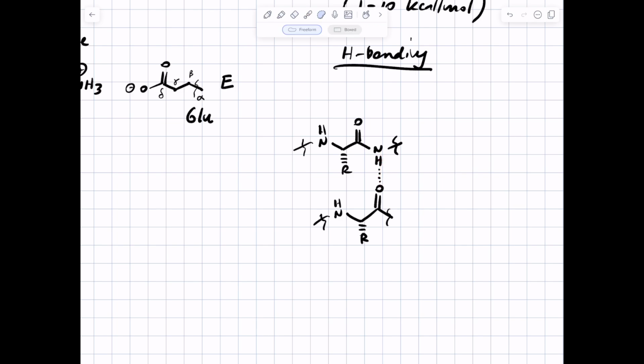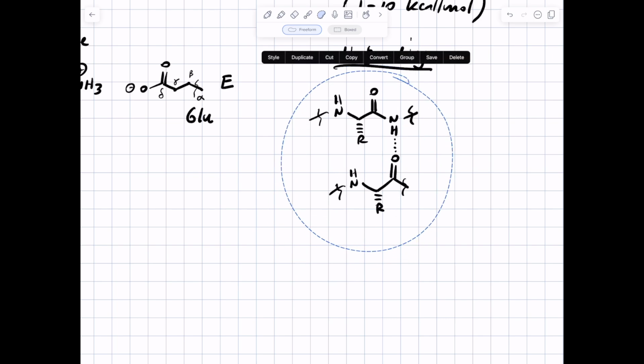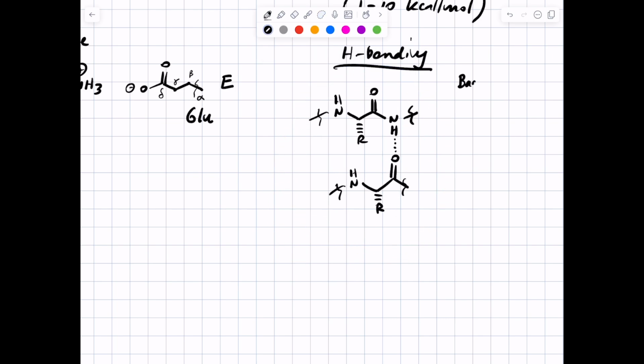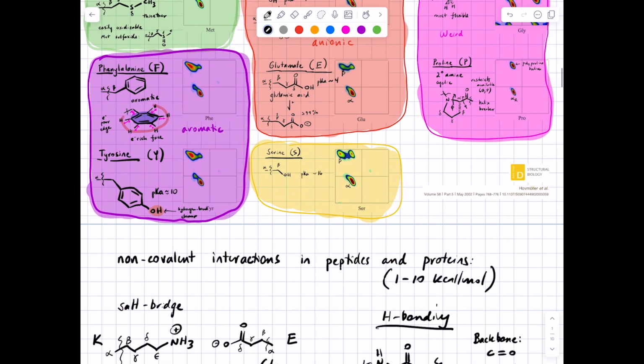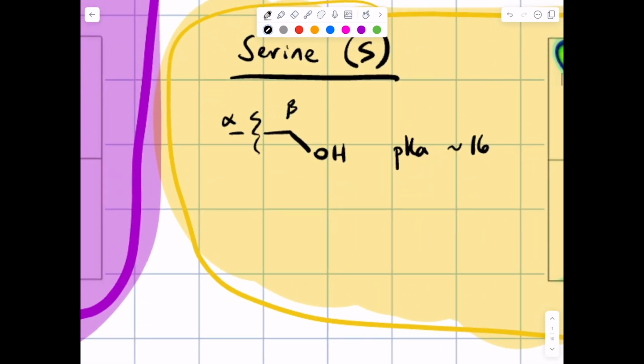I'll show them. These can happen between backbone groups and other backbone groups. By backbone groups, I'm talking about carbonyl oxygen and amide hydrogen. It can also happen between side chain groups, and you can mix and match. It can happen side chain with backbone and vice versa. So as you look at those amino acid side chains, it's useful to think which ones are capable of hydrogen bonding. For example, serine, for sure.